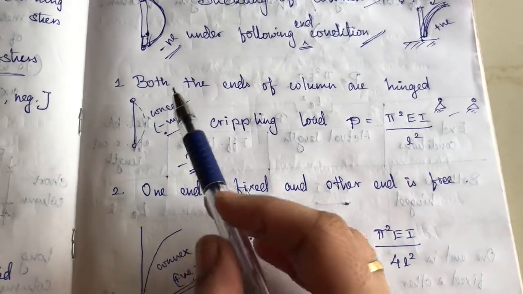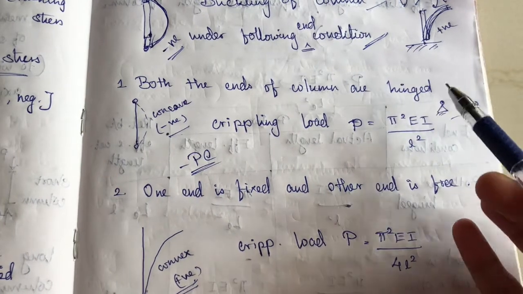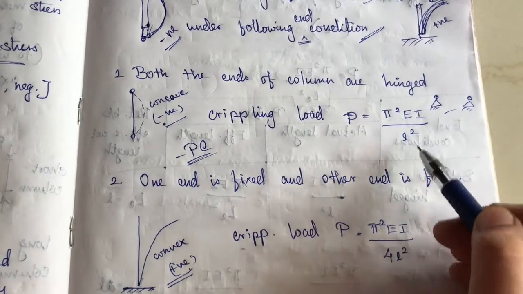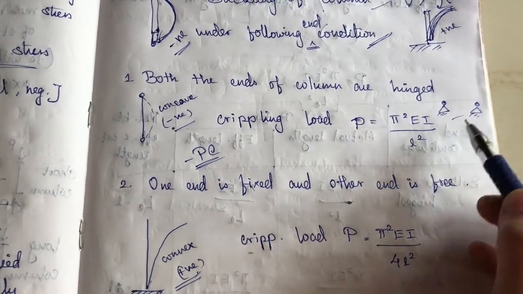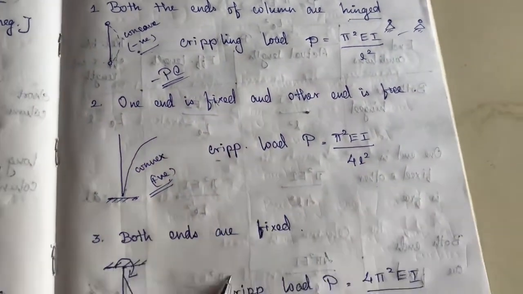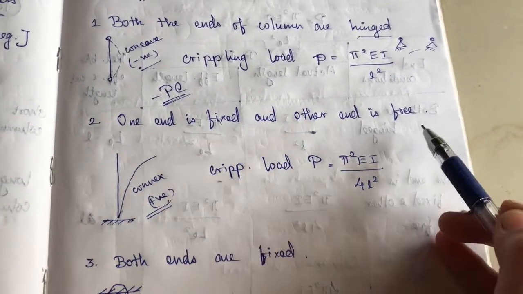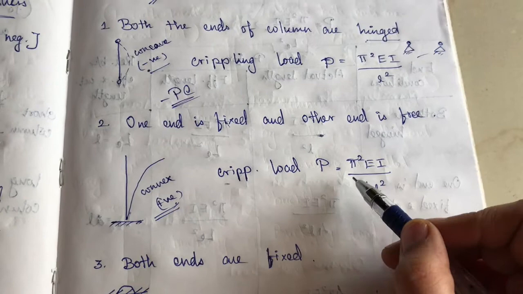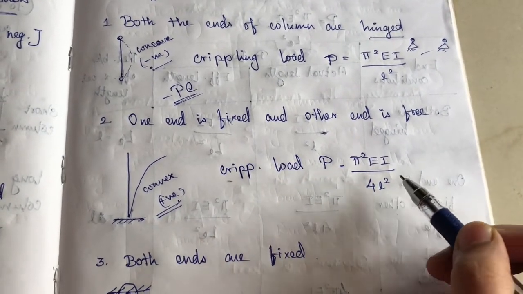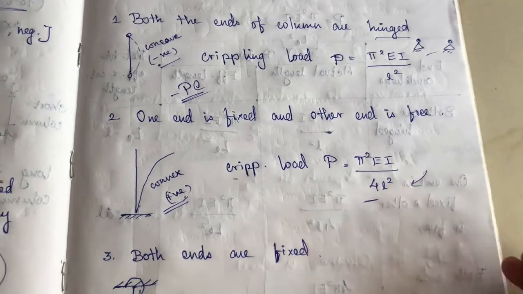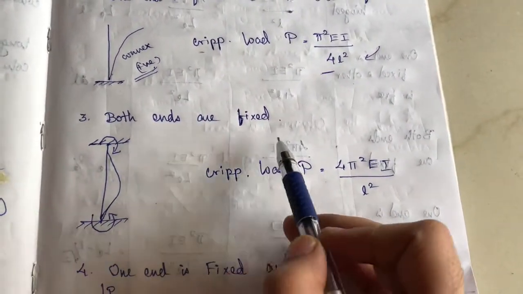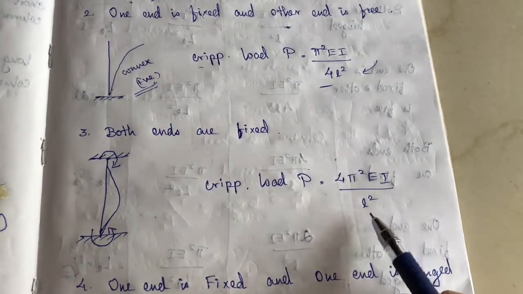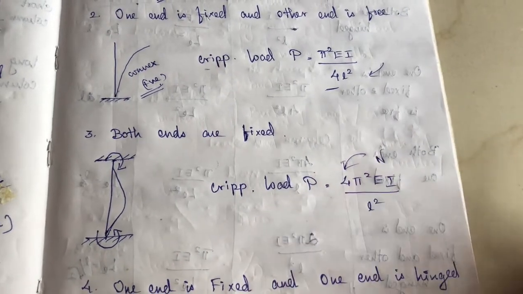Okay, so the first one is both the ends of the columns are hinged. So the crippling load will be pi square EI by L square. Pi square EI by L square if both ends are hinged. Whereas if one end is fixed and the other is free, it is convex, right? So a positive symbol will be there. So P is equal to pi square EI by 4 L square. The 4 is added in the denominator. If both ends are fixed, the crippling load P will be equal to 4 pi square EI by L square. So 4 will be added in the numerator.